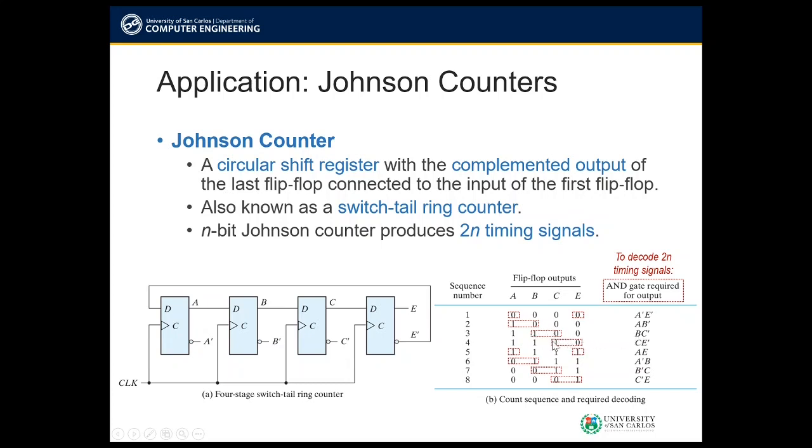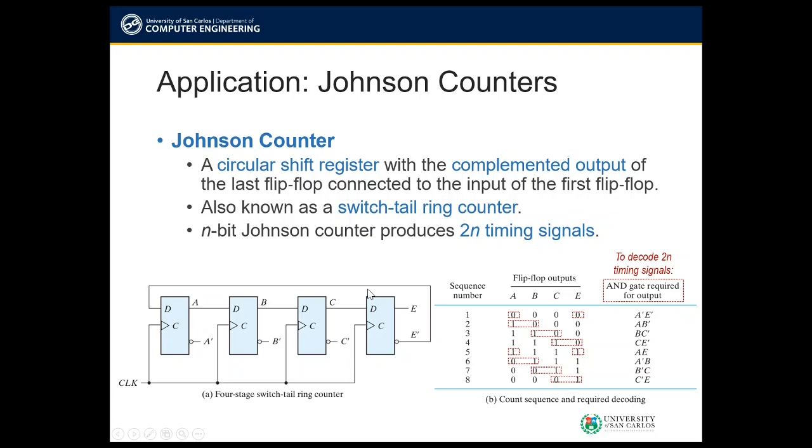Next, we have C, E prime. Next, we go at these two outputs here again. But this time, this is 1 and this is 1. So this is A and E. Next, this is A prime B, this is B prime C, and this is C prime E. So this would produce our 8 timing signals.